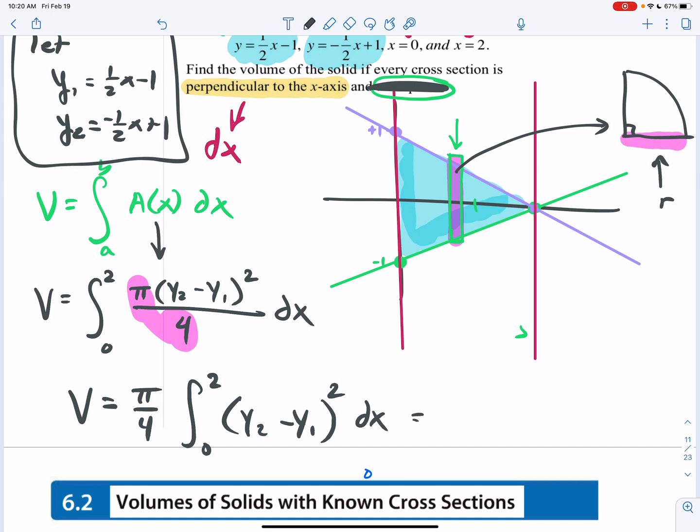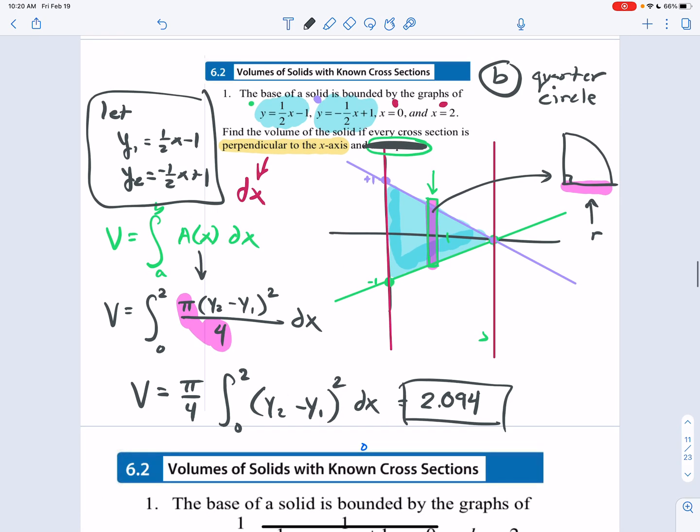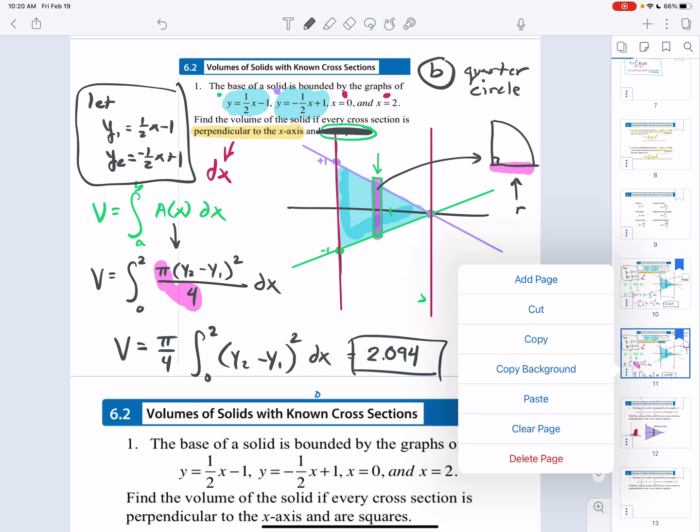So I'll type this one out with you. This is going to be pi over 4 times Math 9 from 0 to 2, and we're going to do alpha trace y2 minus alpha trace y1, all to the second power, dx. This is really just to make sure that you guys are punching it in correctly. You should get 2.094 if you round it correctly. If you didn't, just let me know. Okay, let's do a part C.